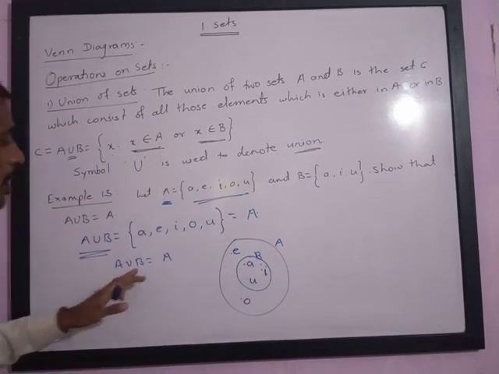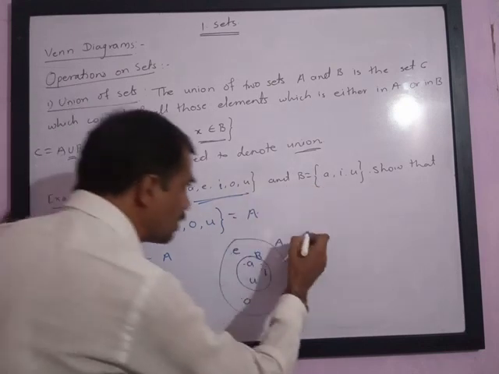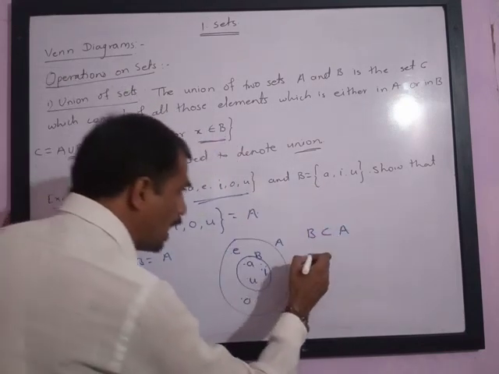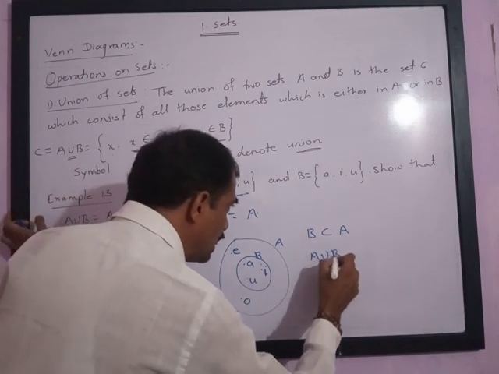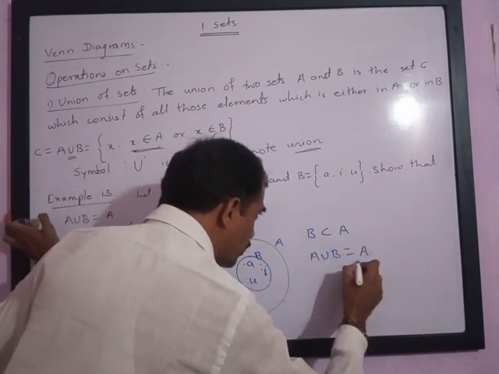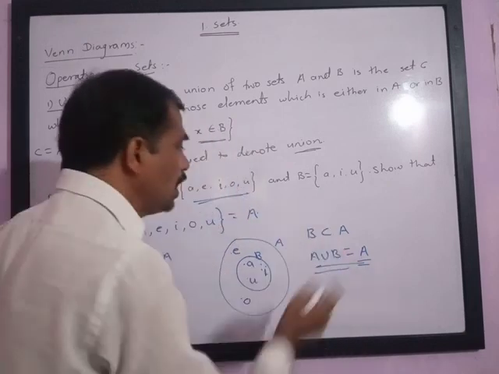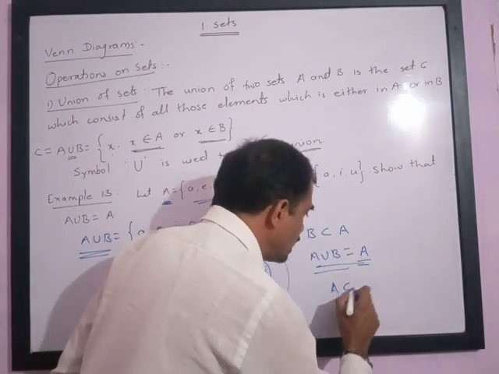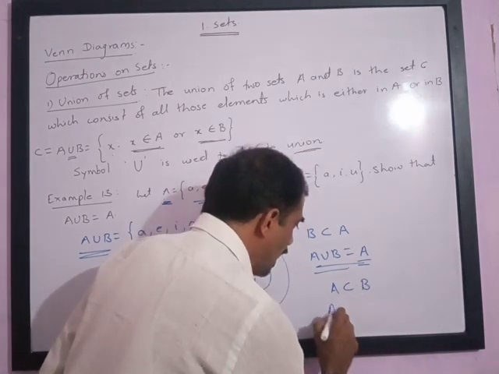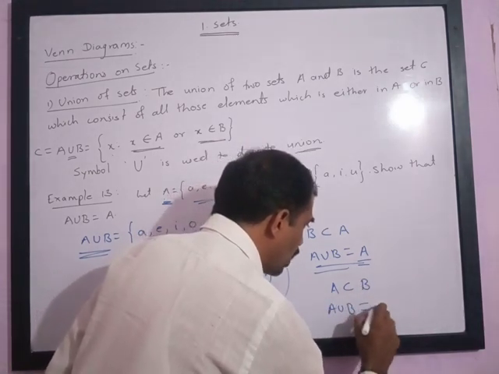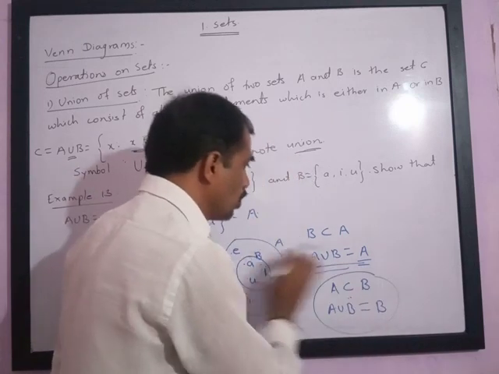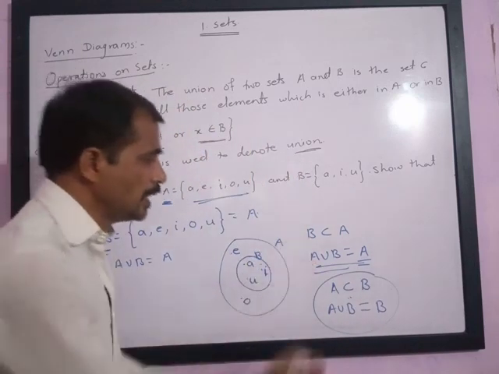From this we understand that if B is a subset of A, then A union B is equal to A itself. The opposite is also true. If A is a subset of B, then A union B will be equal to B. Please understand, this is not related to this problem. So this is related to this problem.